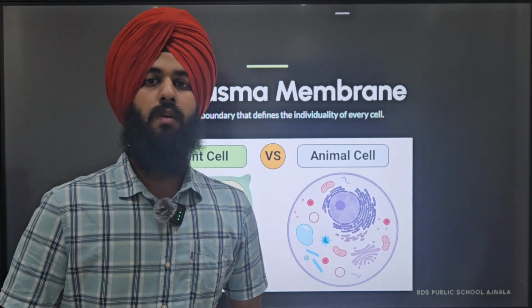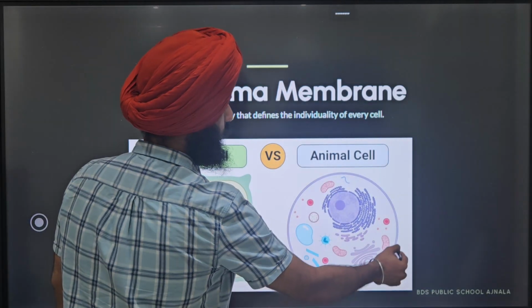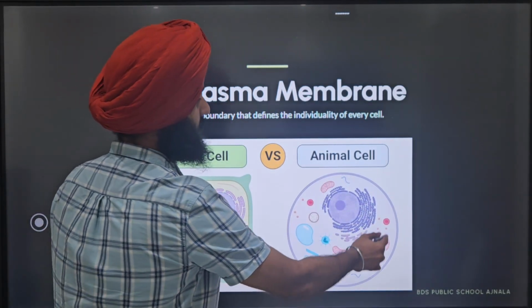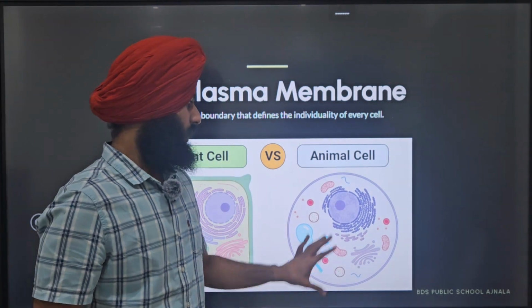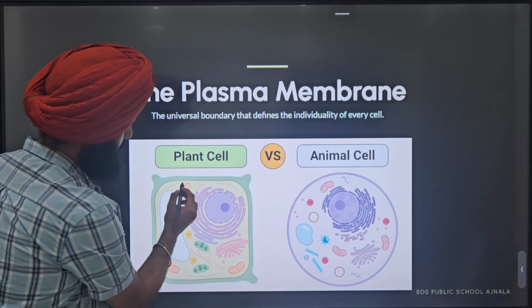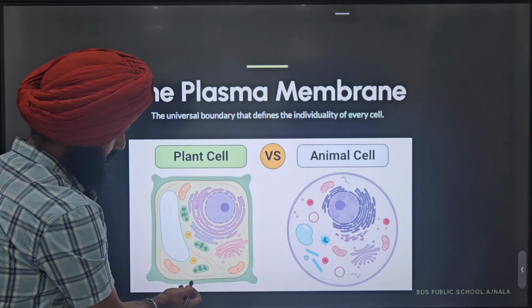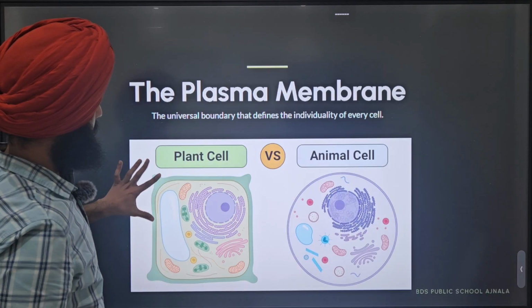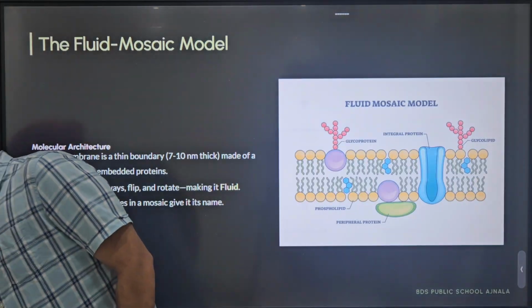This is a universal feature of all the cells. They have this boundary that defines the cell's individuality. This is called the plasma membrane. It is there in the animal cells as well, and it is there in the plant cells as well. It is this darker green feature right out over here inside this cell wall. Okay, so this is the plasma membrane.